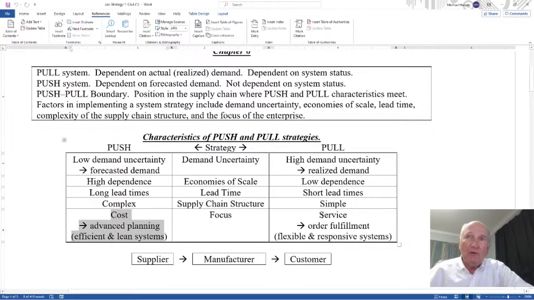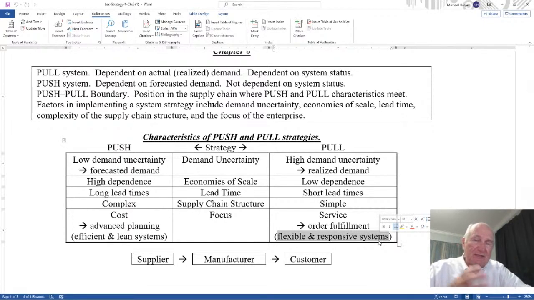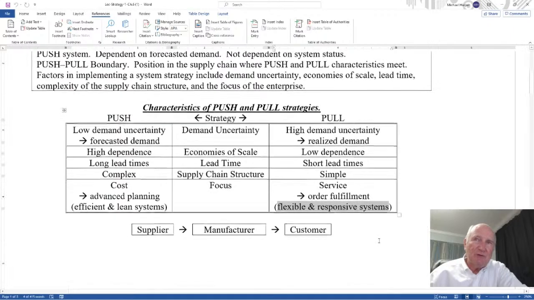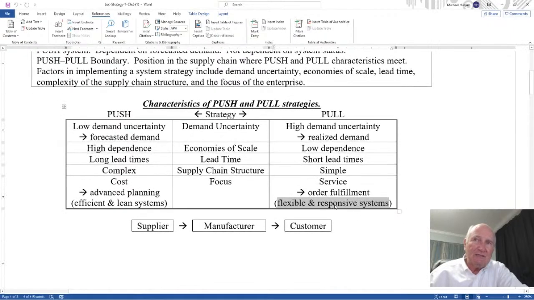On the other hand, pull, since it is short lead times and realized demand, you have order fulfillment as an objective, as a focus of your objective, and that's very flexible because it can respond to different demands, and responsive systems, flexibility and responding to changes in your supply chain, whether it's demand, economies of scale, lead time. So you're very flexible. And we'll see this down as far as agile supply chains are concerned.